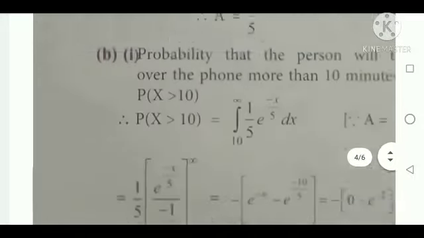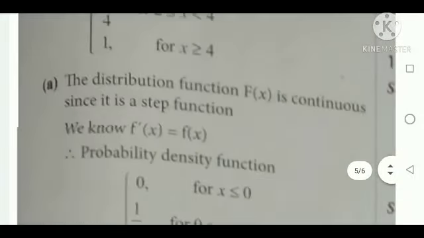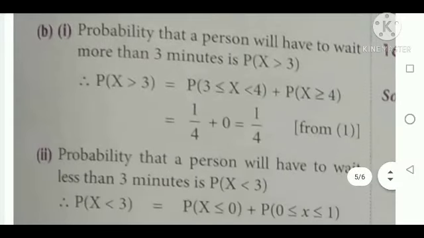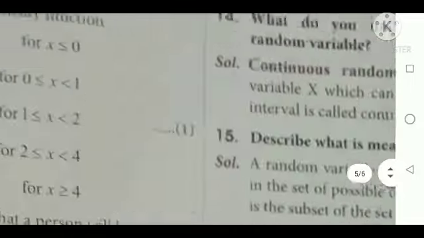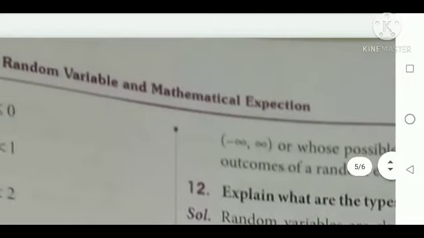Next, some theory questions are given from the 11th question onwards. You have to read those theory questions, because they are asked in 2 marks as well as 3 marks. Here, define random variable. A random variable is a real valued function defined on a sample space S and taking values in the probability function.